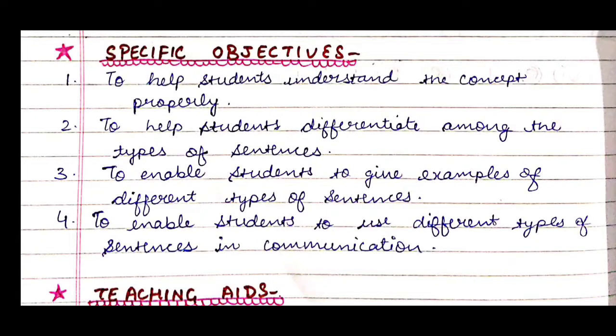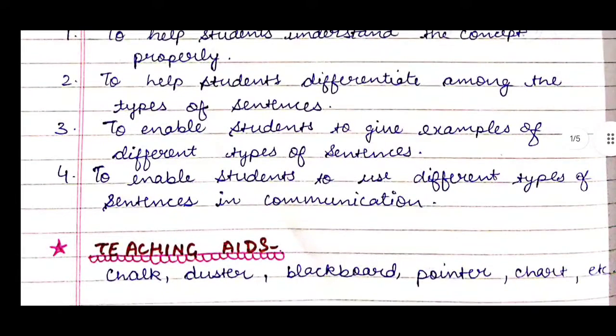After specific objectives, we write teaching aids. Teaching aids means the things that you need while teaching the topic or to teach the subject. So we need chalk, duster, blackboard, pointer, chart, etc. Whatever you need, flashcards. So you can mention it over here.